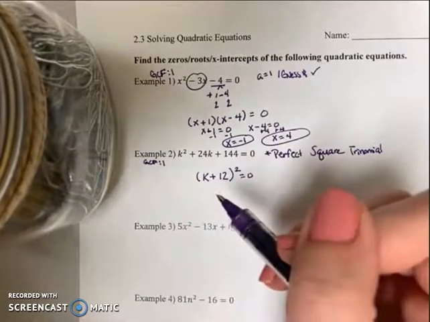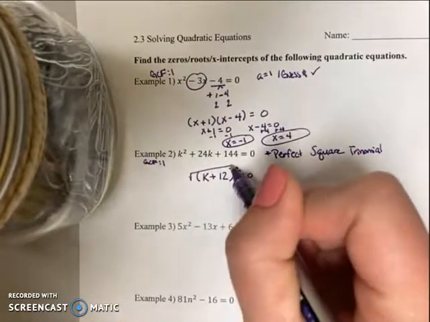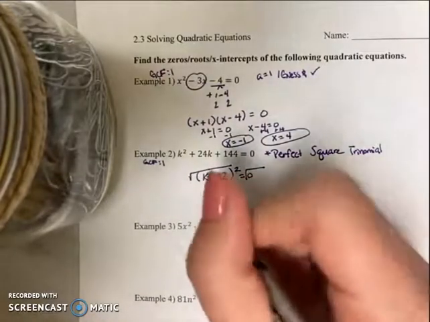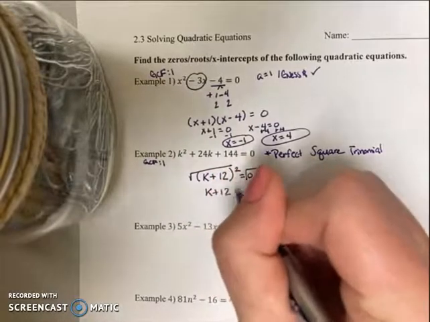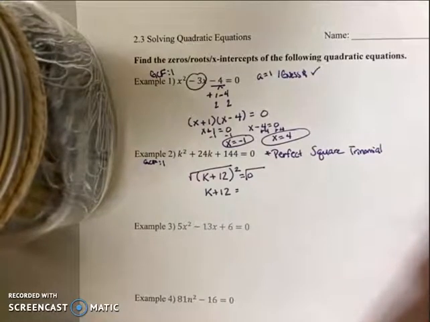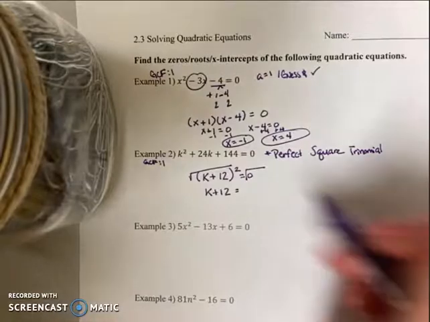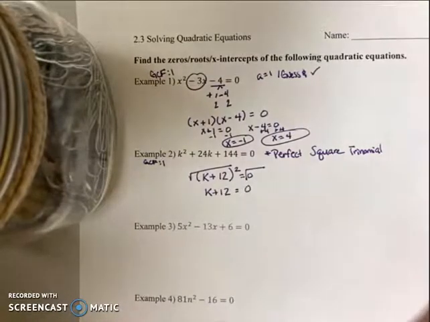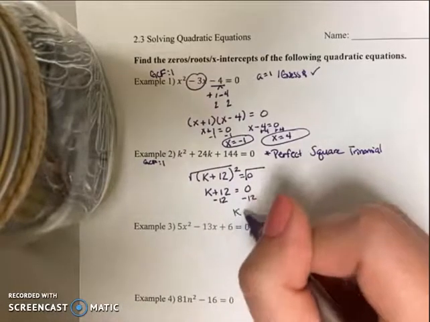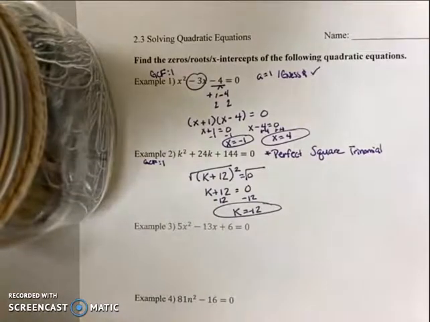All right, now I need to solve for k. To undo this square, I'm going to take the square root of each side. That essentially cancels out my square. So I have k plus 12 equals, technically when I take the square root, there should be a plus or minus. We'll talk about that later. But because it's the square root of 0, it doesn't matter because 0 is neutral. And then to get k by itself, I subtract 12 from each side, meaning that I have one solution of negative 12.